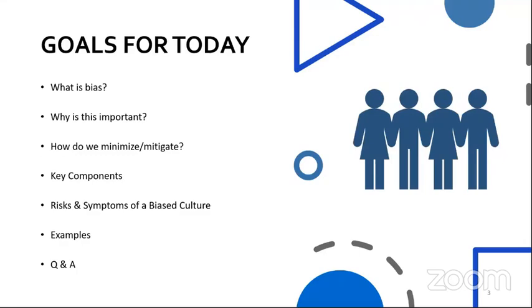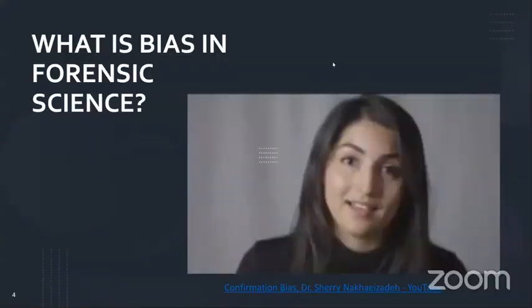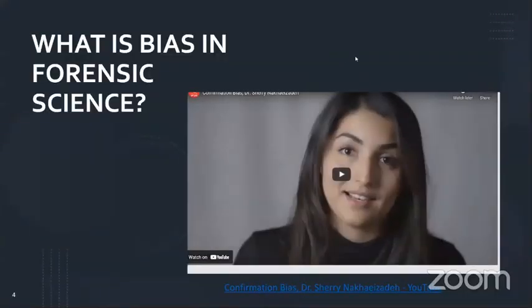And then we're going to go through 4 examples of laboratories and programs that have implemented some of these strategies to minimize the impact of bias. We'll round up today with a final question and answer period. So let's jump right in. We're going to start with a brief video that talks about what bias is in forensic science.